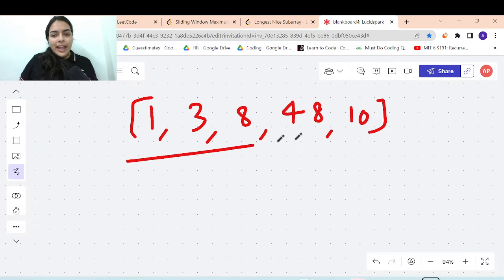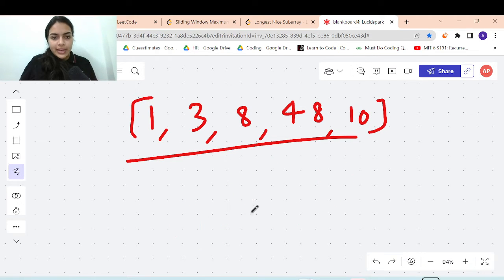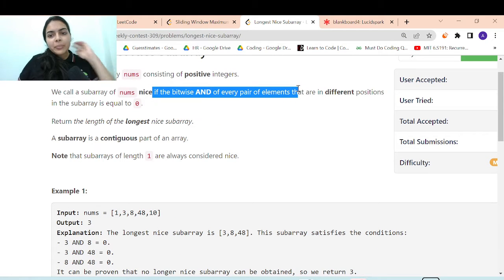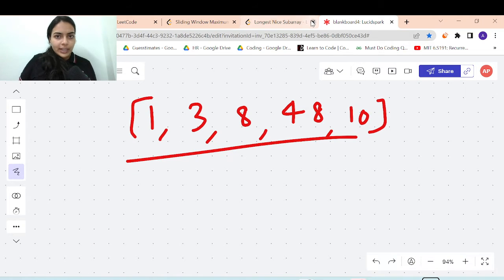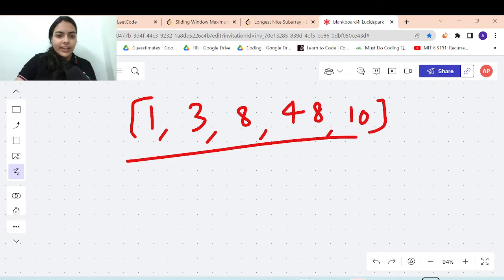So you are given some array. You have to first of all find a continuous subarray in this array which is of maximum length, such that if you take the AND of every pair of elements, you will get 0. Okay, let's take an example to understand. They have given us that 3, 8 and 48 satisfy this condition.